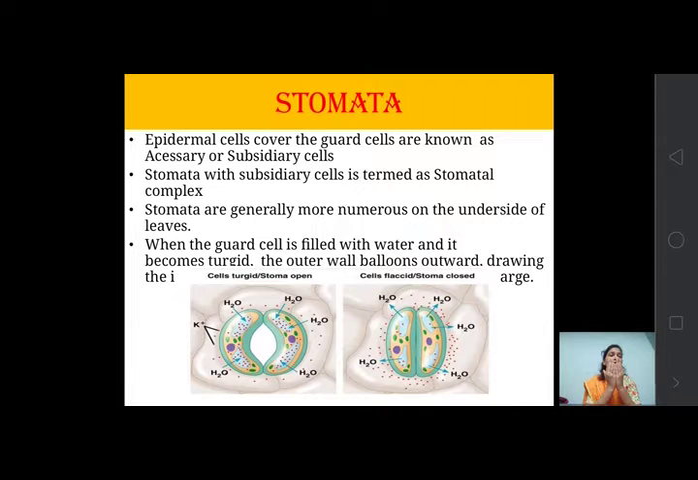As the inner walls come together, the pore closes. We don't see any pore, which means you can say the stomata is closed. So this is the mechanism: when entry of water takes place, the stomata get open, and when removal of water takes place from the guard cells, the stomata get closed. So this is the simple mechanism behind the opening and closing of the stomata.